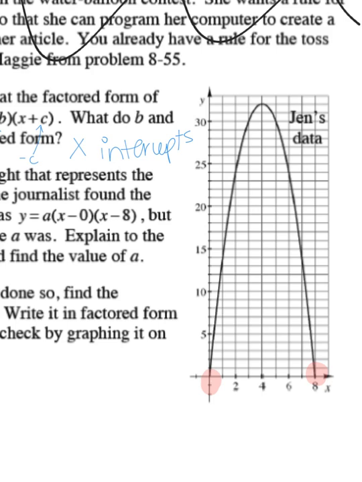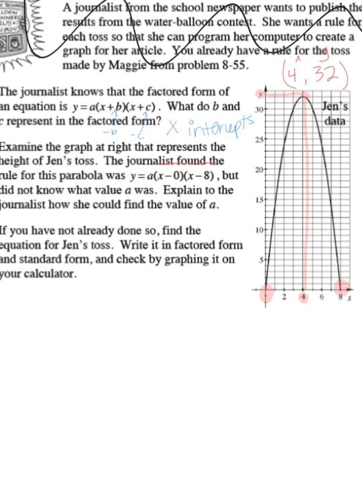So my vertex looks to be at 4 and 32. So I'm going to use the coordinate 4, 32. Keep in mind the 4 is the x-coordinate and the 32 is the y-coordinate. So in my quadratic, instead of y equals, I'm going to put in that y-coordinate. 32 equals a. Instead of x minus 0 and x minus 8, I'm going to put in the x-coordinate of 4 at the vertex. Notice the only variable left is a for me to find what is that multiplier to get this graph to have a vertex all the way up there.